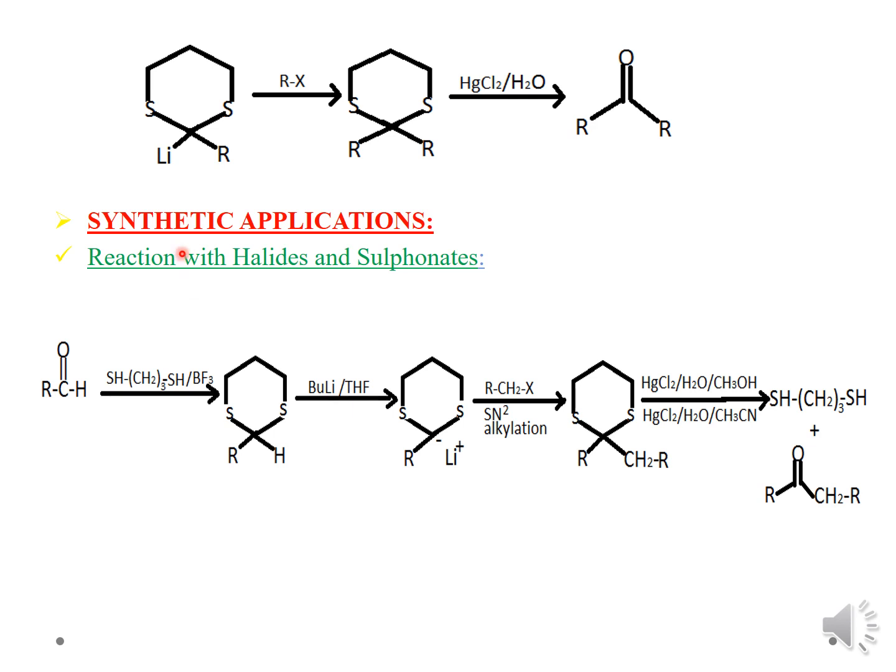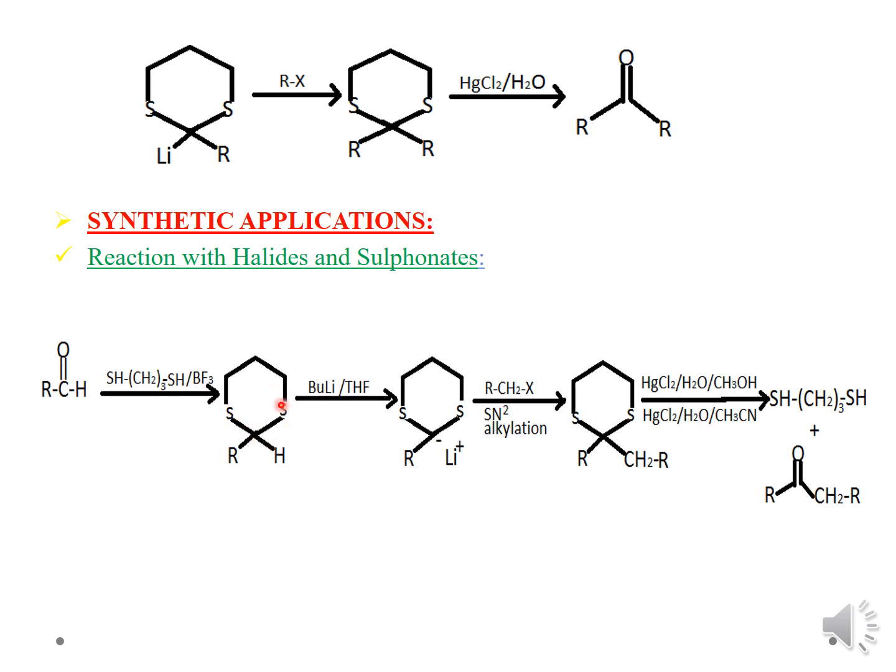Moving on to applications, here are certain applications. In this synthetic application, reactions with halides and sulfonates are there. I will show you for the halides. Here if you take an aldehyde, when an aldehyde is treated with 1,3-propane dithiol upon addition of BF3, it will result in this structure. That is, you are protecting this group, the carbonyl group gets protected.